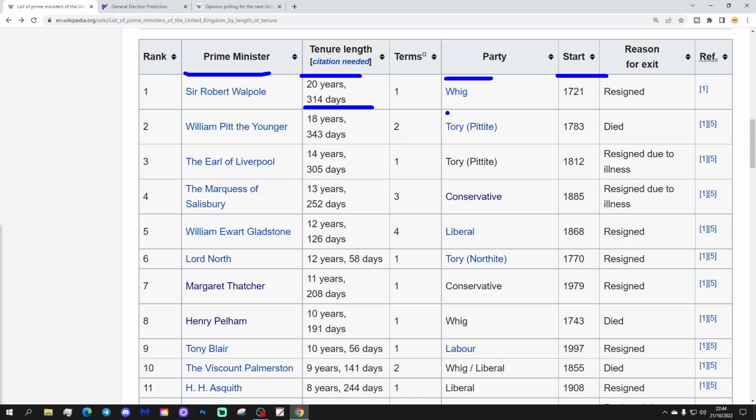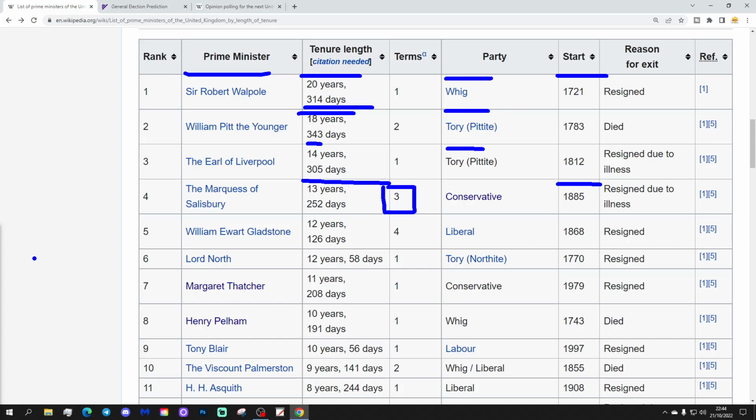We have William Pitt the Younger, who was a Tory. He managed to do 18 years. The Earl of Liverpool, also a Tory, he managed to do 14 years. The Marquess of Salisbury, Robert Salisbury, he managed to do 13 years and 252 days in 3 separate terms. Started in 1885, and I think he went to around 1903, 1904, something like that. Bob's your uncle. If you ever heard the saying Bob's your uncle, that was him, Robert Salisbury.